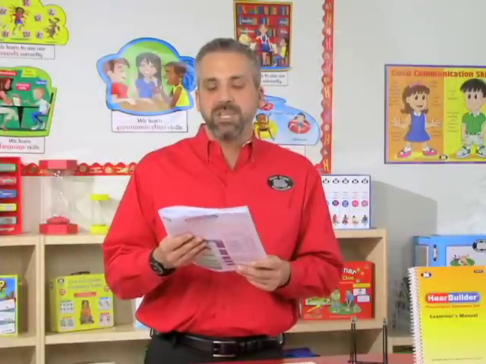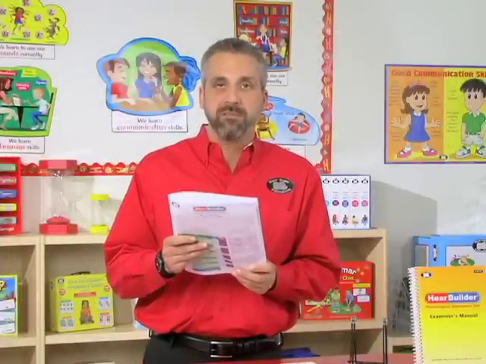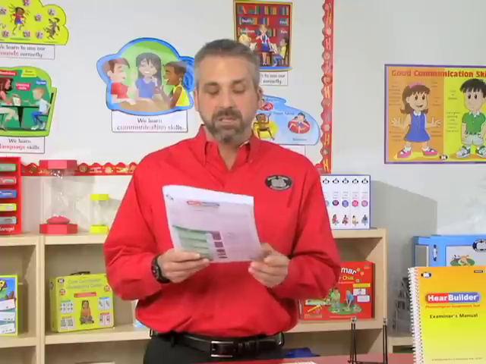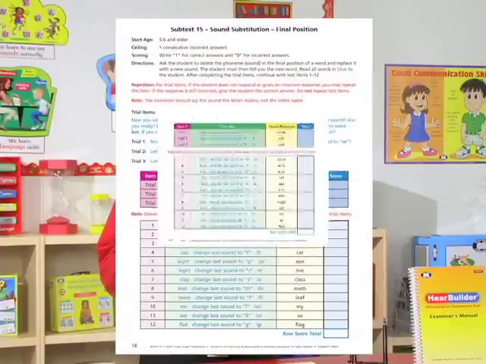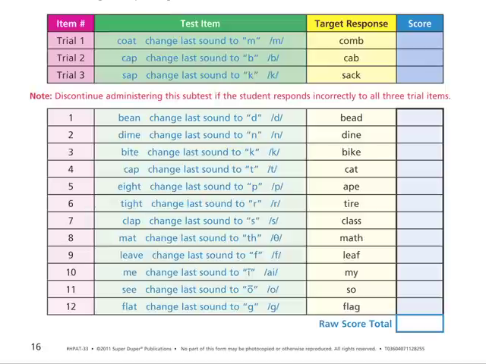For subtest 15, this is our last one. I have sound substitution, and this is going to be in the final position. And here I'm going to listen to the word, and I'm going to change the last sound in that word. So I'm going to say mat. Change the last sound to, or I'm going to say leave. Change the last sound to, I'm going to say C. Change the last sound to O. And for that one, we would get the word so.